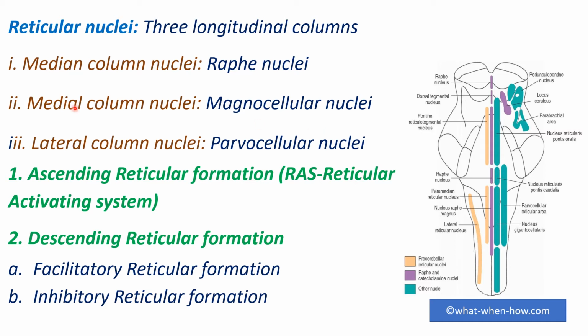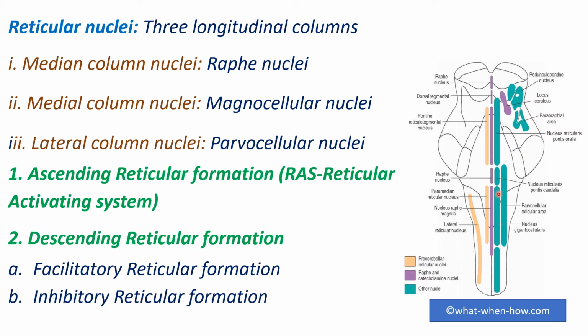Then we have the medial column nuclei. Medial column means just medial to the midline. Here they are the magnocellular or the gigantocellular. Magno means the nuclei here are large. Here they are slightly smaller than the medial one. So we have the larger nuclei here. The larger nuclei are arranged in the column just medial to the midline, so they are called medial column nuclei.